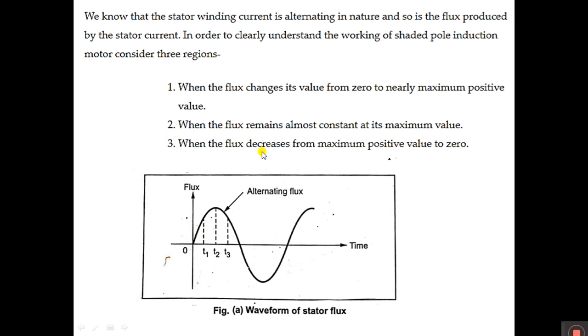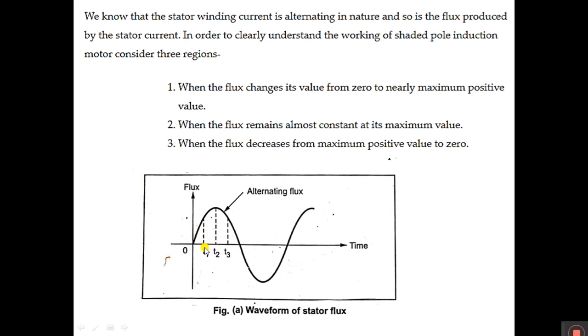So we are applying AC supply to the stator winding. We know that the stator winding current is alternating in nature, so the flux produced by the stator current is alternating. In order to clearly understand the working of the shaded pole induction motor, I considered three regions. So I'm going to split this flux into three regions.